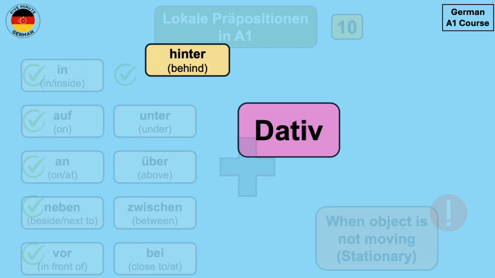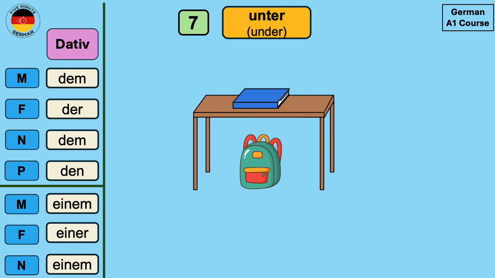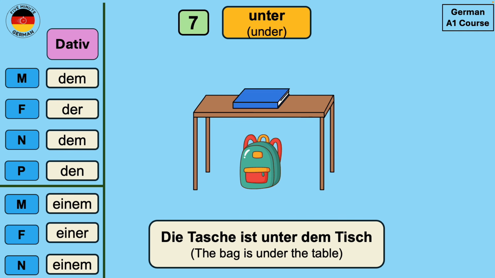The next preposition which we have is unter, which means under. So we take the example which we saw at the start, which is we have a bag which is under a table. So we can describe it by saying, die Tasche ist unter dem Tisch. The bag is under the table. And you see over here we have also used the dative form for Tisch.